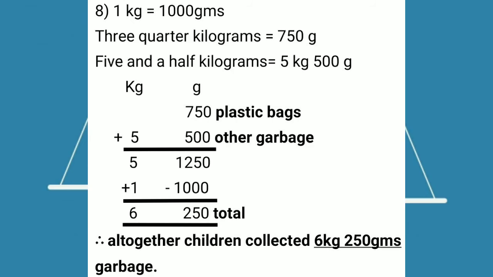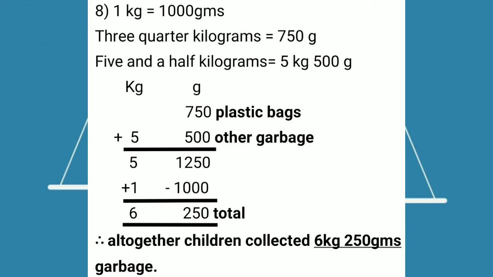They also collected 5.5 kg of other garbage bags. So how do we write 5.5 kg? 5 kg and half of 1 kg, which is 500 grams. So 5.5 kg is nothing but 5 kg 500 grams. To find out how much garbage was collected by the children, we'll have to add 750 grams to 5 kg 500 grams, which will give us the total 5 kg and 1250 grams.